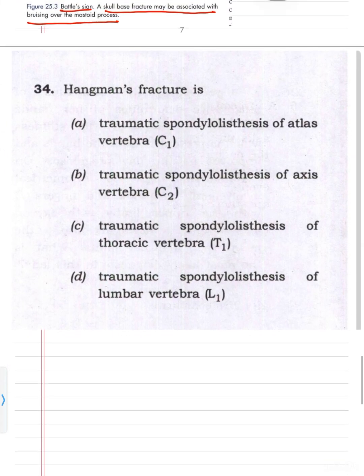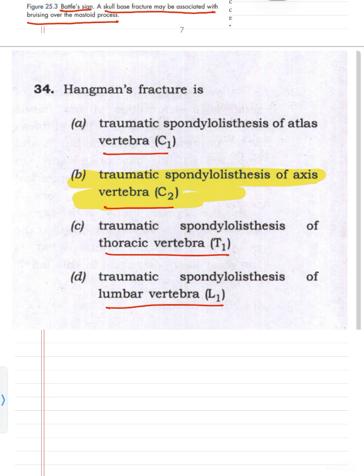Now coming to the 34th question about spine fracture. It asks what the hangman fracture is: a traumatic spondylolisthesis of atlas vertebra C1, traumatic spondylolisthesis of axis vertebra C2, or traumatic injury of thoracic vertebra T1 or L1. So what is hangman's fracture? Hangman's fracture is the traumatic spondylolisthesis of the axis vertebra C2. So C2 will be the hangman's fracture. Now why is it known as the hangman's fracture? Because historically it was seen in judicial hanging, when there was a hyperextension injury.